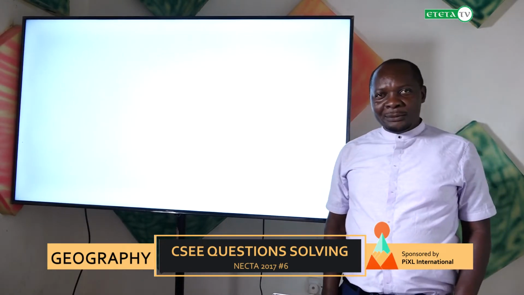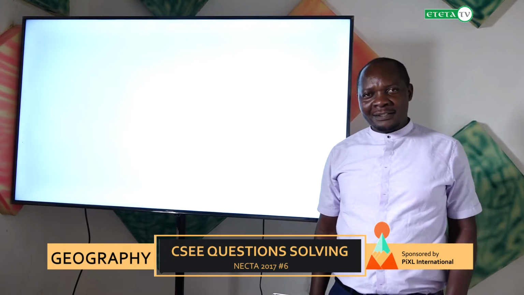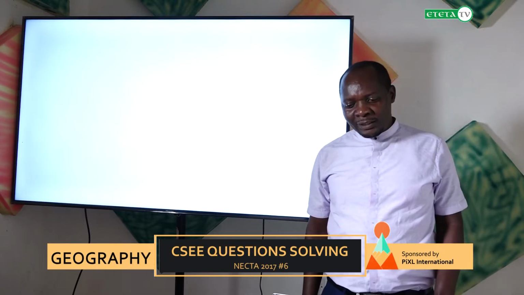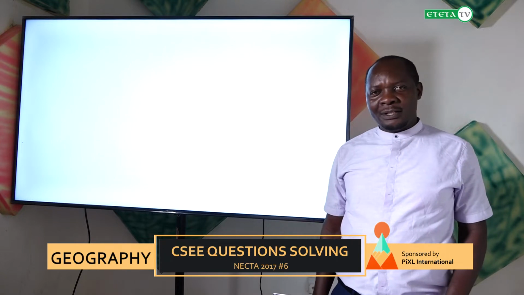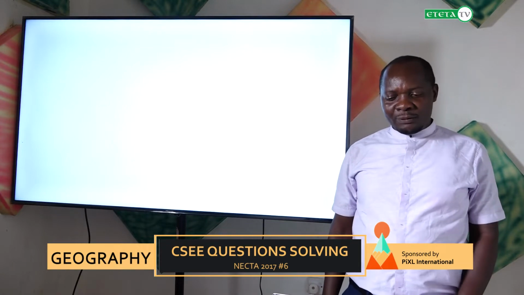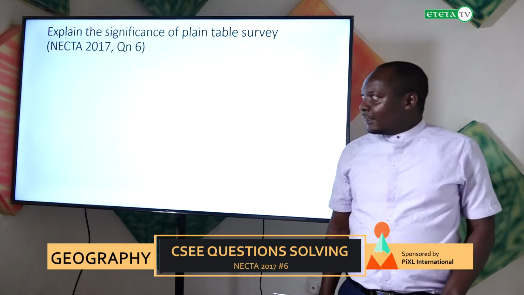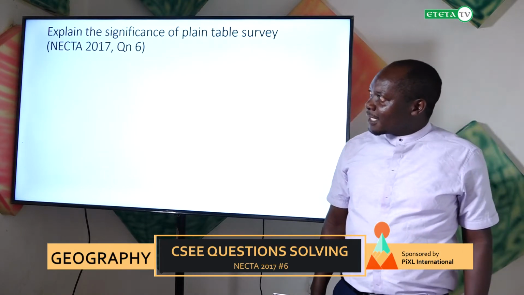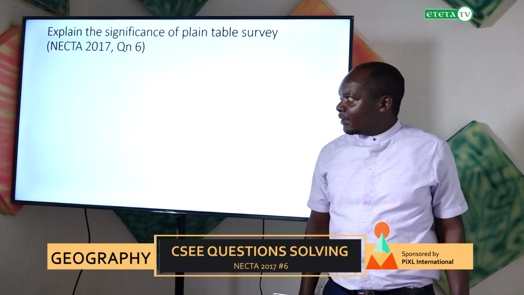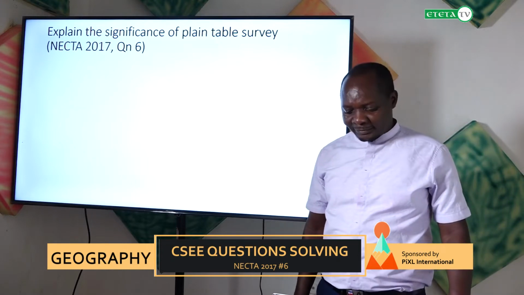So today we are going to continue with our solving series, that is national examination questions, and today we are going to solve the 2017 question number 6, that emanated from the topic of survey. The question reads, explain the significance of plain table survey. That is NECTA 2017, and it was question number 6.